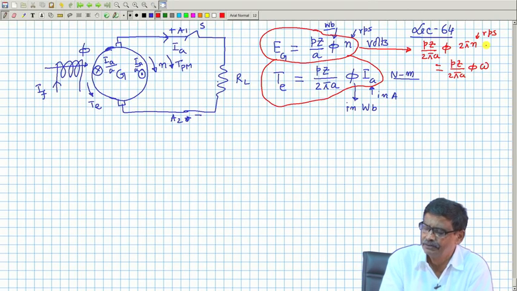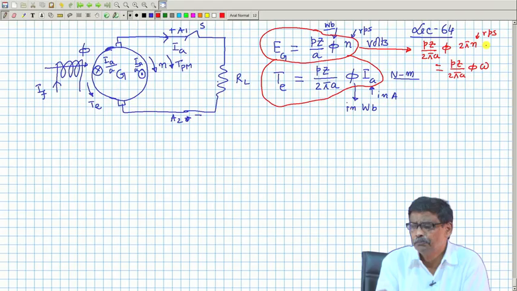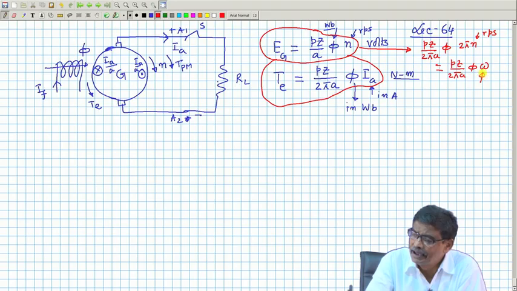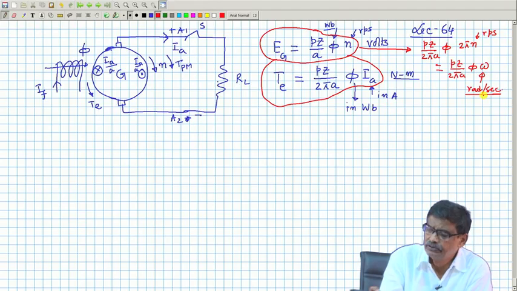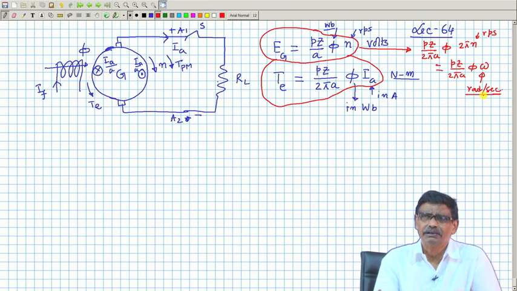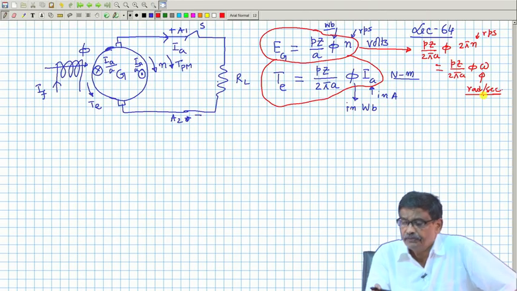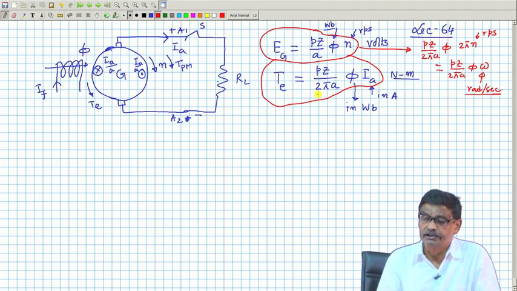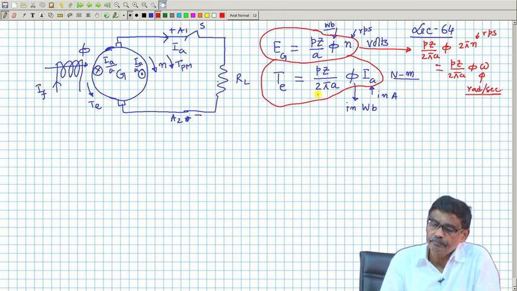It is important to point out that if you express this speed in radian per second, mechanical radian per second, mind you, nothing electrical here, then these two constants will be the same. Anyway, you should be careful: if it is in RPS, then these two constants of proportionality are not the same.